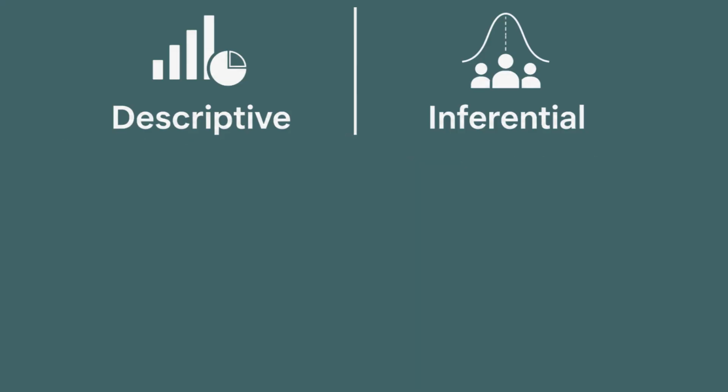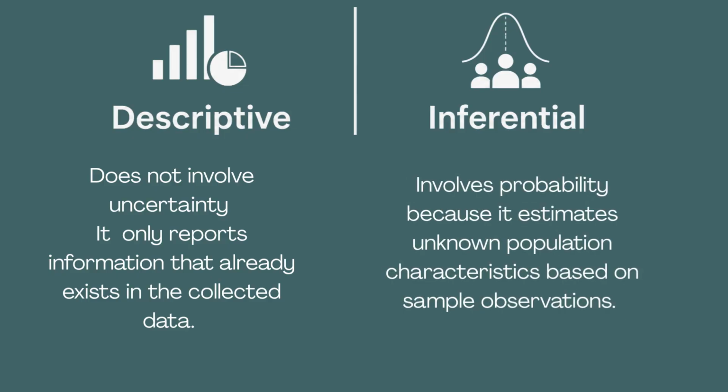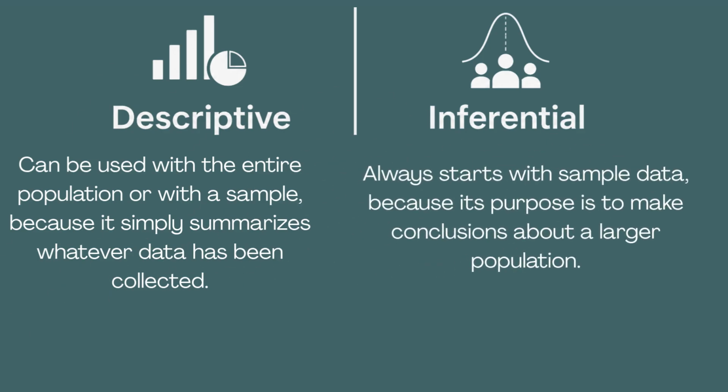Another important difference is that descriptive statistics does not involve uncertainty because it only reports information that already exists in the collected data. Inferential statistics, however, involves probability because it estimates unknown population characteristics based on sample observations. Descriptive statistics can be used with the entire population or with a sample, because it simply summarizes whatever data has been collected. Inferential statistics always starts with sample data, because its purpose is to make conclusions about a larger population.